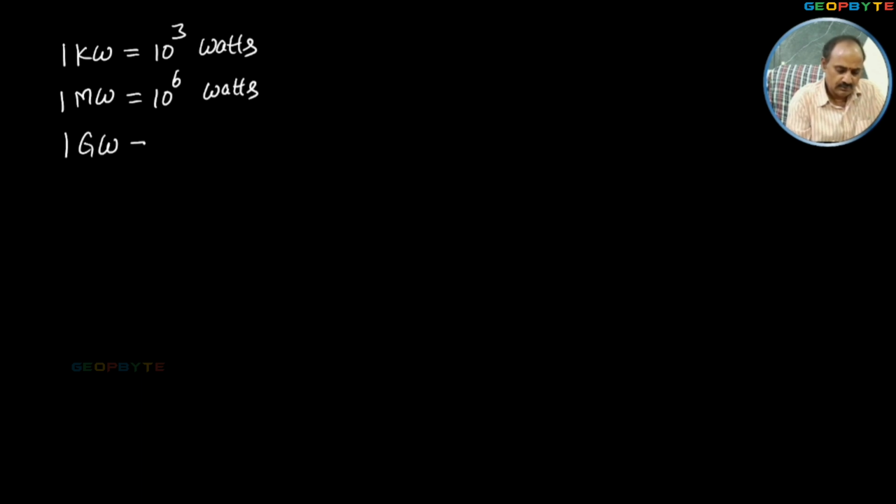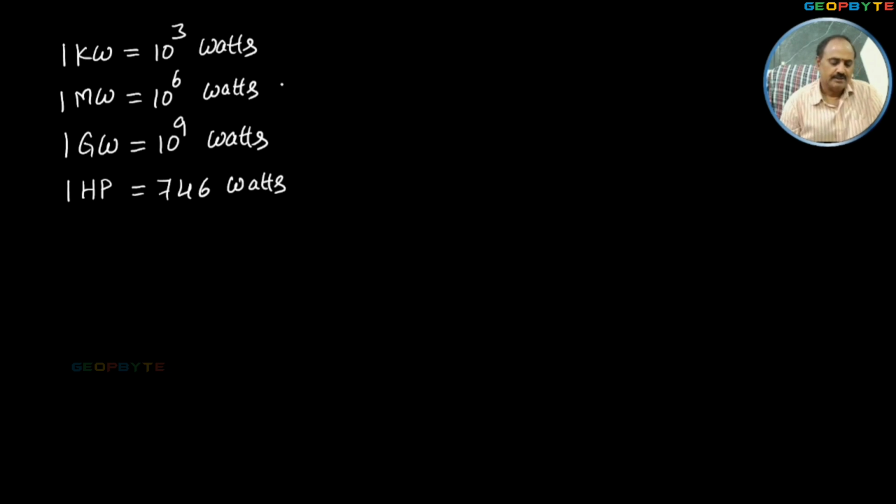Now let us take the different units. 1 kilowatt equals 10 power 3 watts. 1 megawatt equals 10 power 6 watts. 1 gigawatt equals 10 power 9 watts. Similarly, 1 horsepower equals 746 watts, or joule per second. These are all the different units.